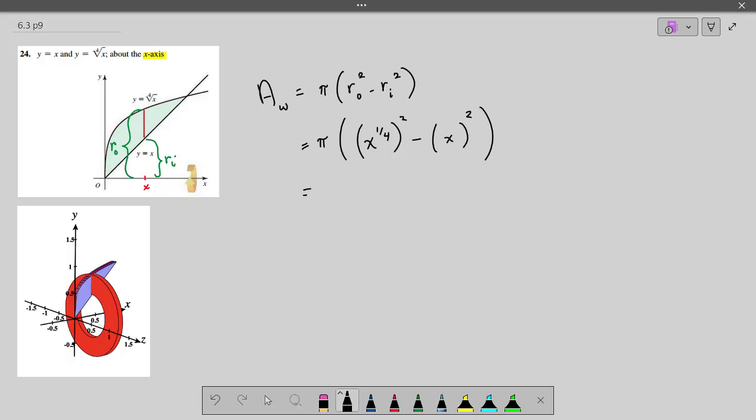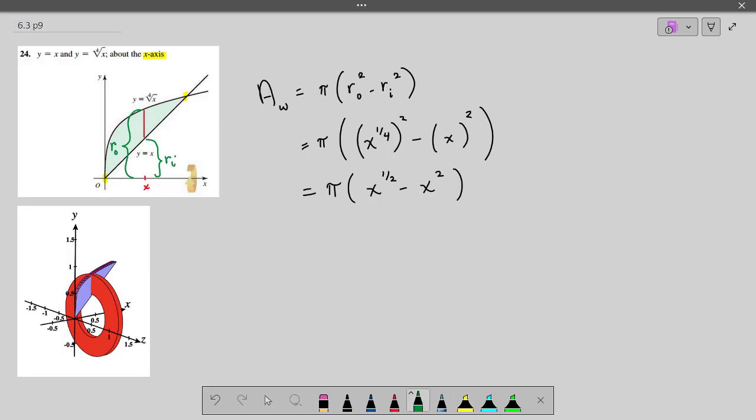Let's simplify this a little bit. Power to power, we multiply, so we get x to the 1/2 minus x to the 2. That is our area function. We don't really have to, but it's not a bad idea to confirm it. At the two extremities, the area of the washer should be 0, because there's no distance there. If we plug in 0, we get 0. And if we plug in this x value, which we don't know at the moment, we should get 0 also. Let's go ahead and find that x value.